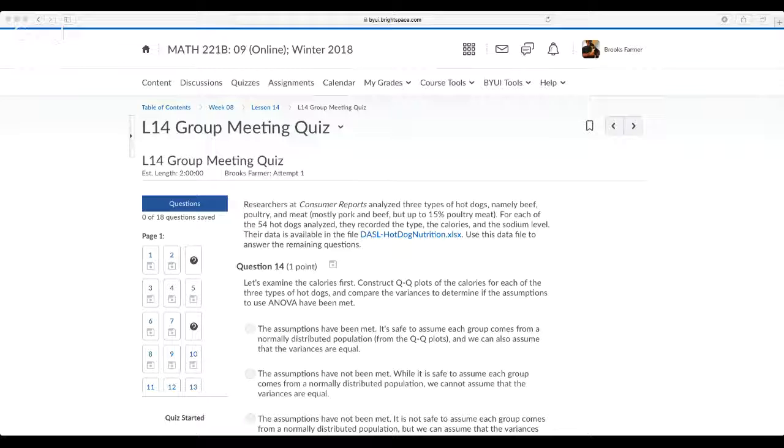Yeah. There's not the same number of them. That's right, correct? Yeah, that's correct. The sample size is different for each of them. Okay, and there's only three variables.